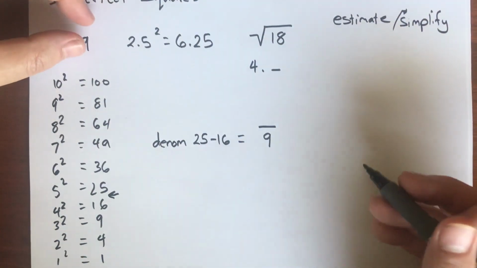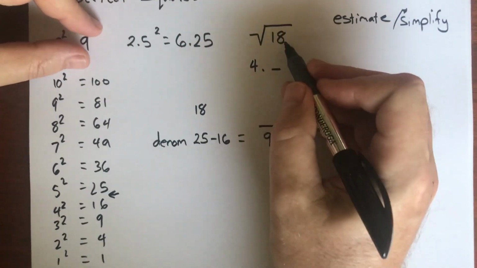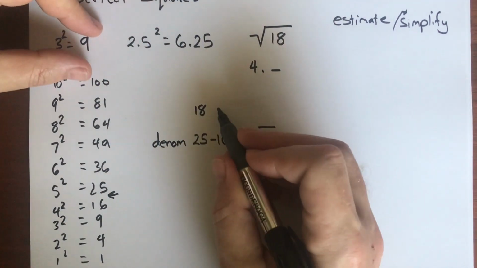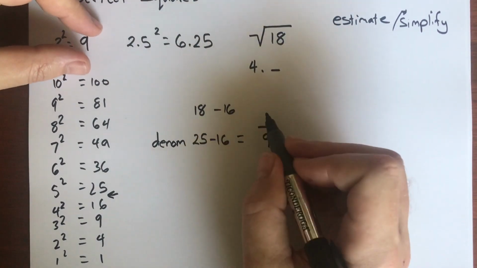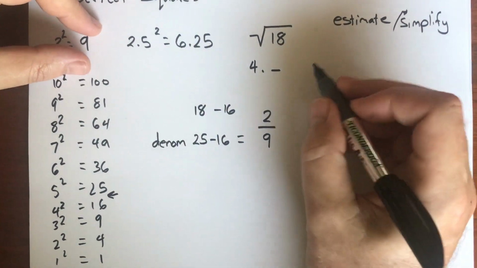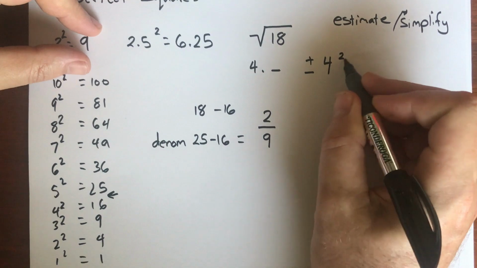Now the numerator is the distance from the number we're looking at, 18, and of course the lower number. We're going to subtract always the lower one. And that gets us 2. So this one, the square root of 18, is going to be positive or negative 4 and 2/9.